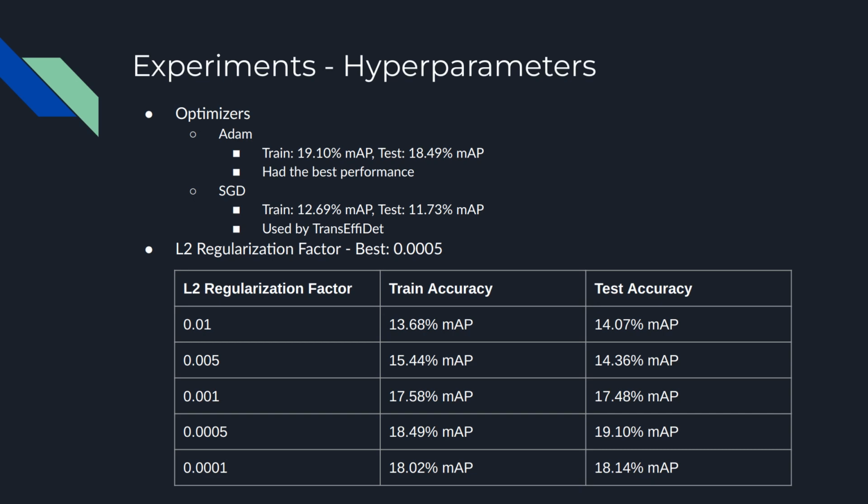For optimizers here, we used Adam and SGD, since SGD was used by EfficientDet. And we found that Adam gave us the best results. We also played around with the L2 regularization factor. Here, we chose a value of 0.005 as being the best, since it had the best accuracy.